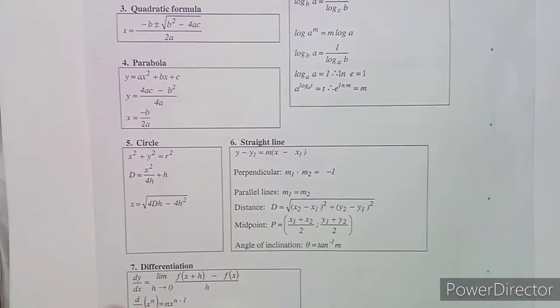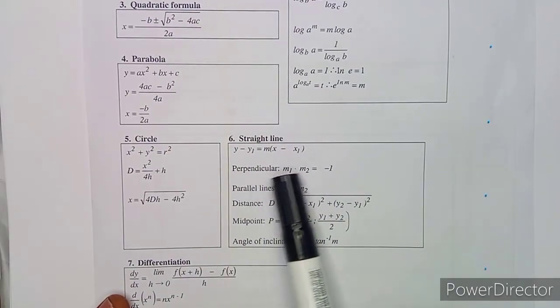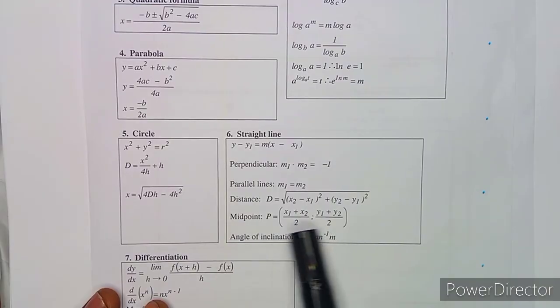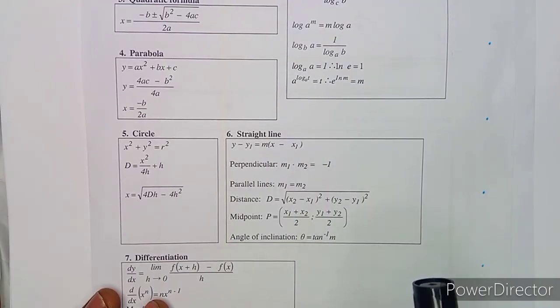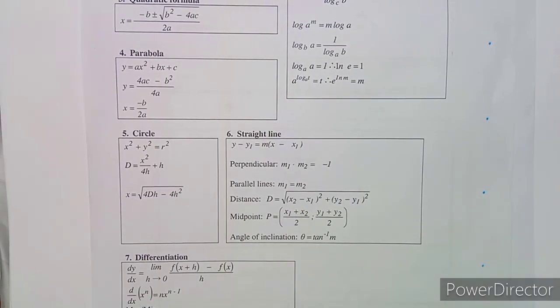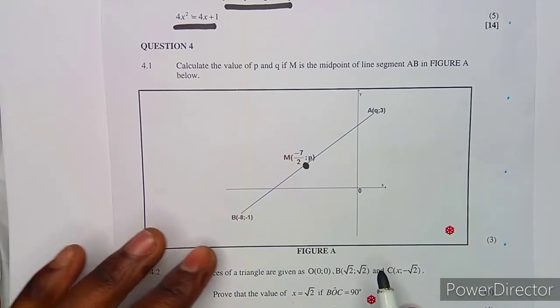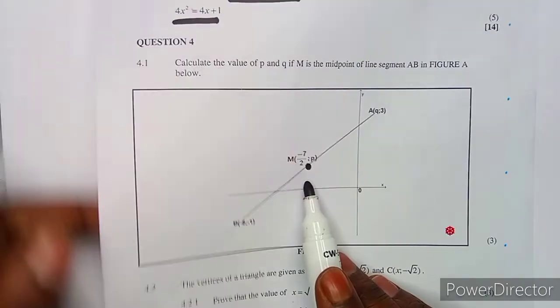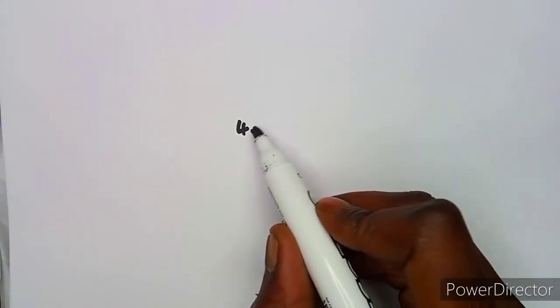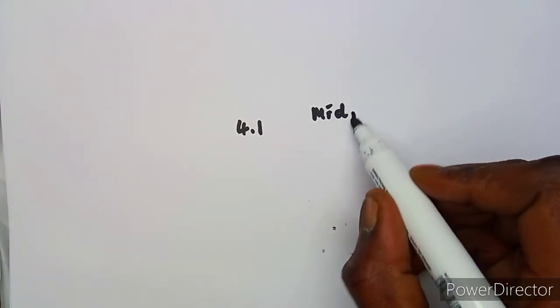Whenever you are working with a straight line, they have given you everything about a straight line here. This is a straight line. The midpoint, the angle of inclination, the distance, everything is there. All right, so now let's attempt the question. So the question is, we have got the point M, which is the midpoint, and we saw that the midpoint there is given by, so in this case, to find the values of p and q, we are going to use the midpoint concept.